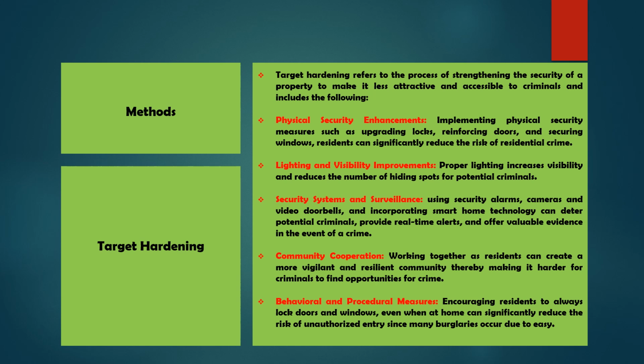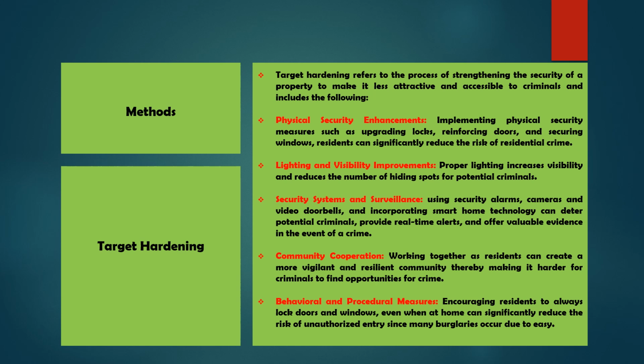One of the methods that can be employed with regard to target hardening is physical security enhancements. This includes upgrading locks in our premises, in our homes, reinforcing doors. For instance, in addition to the wooden door, the homeowner can add a metallic door, securing windows by putting window grills, and all this can help in terms of reducing the risks that residential homeowners may have with regard to break-ins.